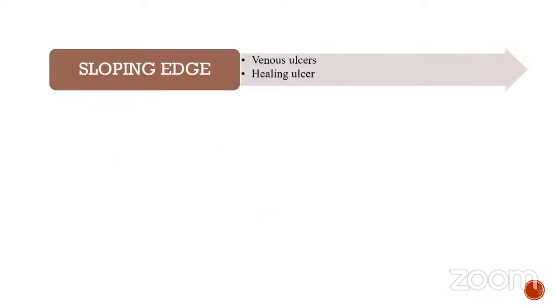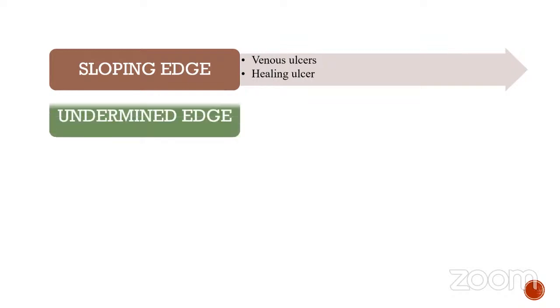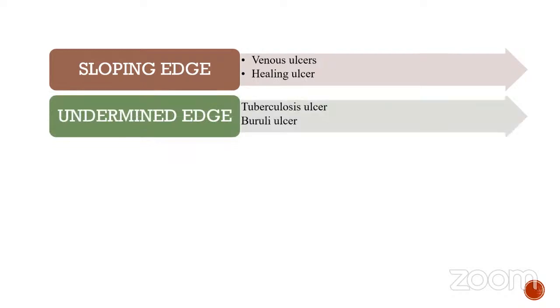So first we saw sloping edge. Sloping edge was usually seen in venous ulcers and healing ulcers. I told you that healing ulcers will have a sloping edge. Even the venous ulcers in the body will also have sloping edge. Next is undermined edge. Certain ulcers like tuberculous ulcer and Buruli ulcer have undermined edge. We'll look into detail about all these ulcers.